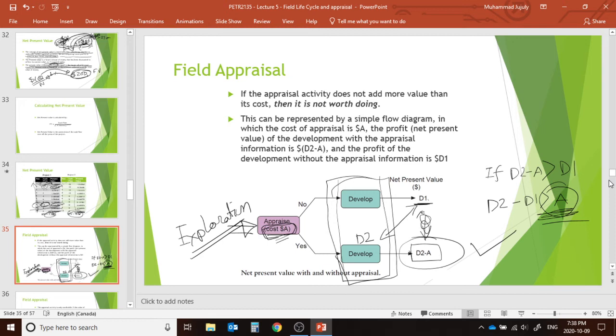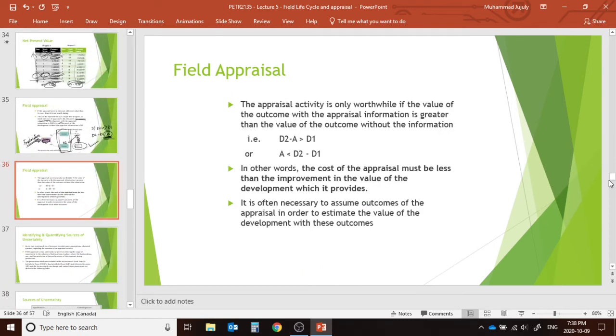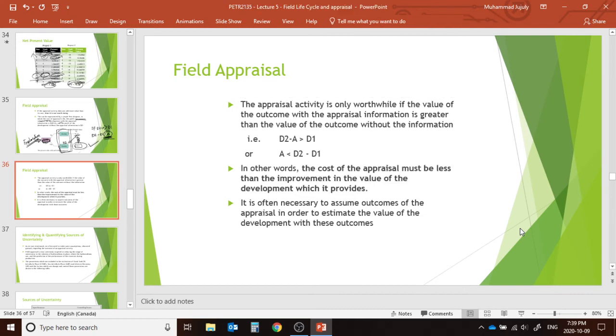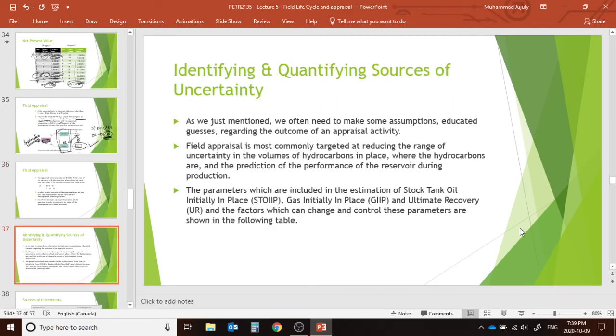And the baseline is always, remember, what is that? NPV. Yeah, the net present value. Okay, remember that. So this is everything I said on the side. The cost of the appraisal must be less than the improvement in the value of the development which it provides. Okay, all right.